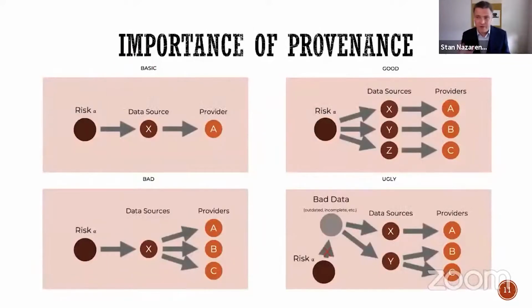And to further emphasize this point, let's take a look at an example. In a very basic example, if you have risk alpha, which is, let's say, a specific customer, and we learn some information about this customer through one data source, most likely the customer themselves, well, that's fine, that's okay, but we want to know more.